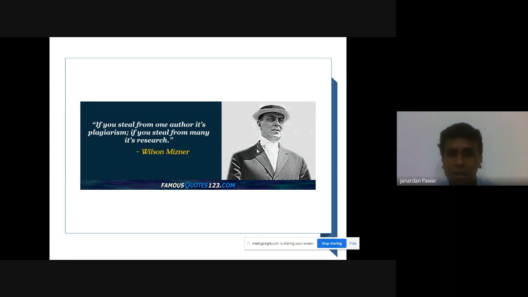But if you steal from many, it's research. So this is an interesting thought given by Minzer. What Minzer said: if we copy something from somebody's research, it will be considered plagiarism.